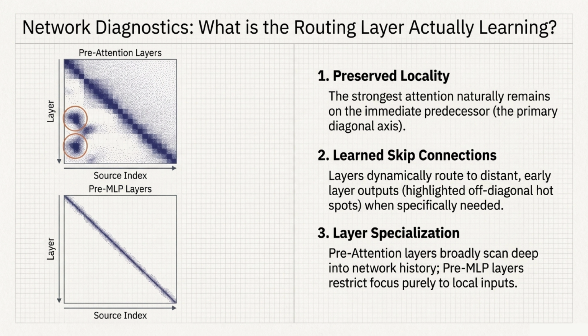What is the network actually learning? Our diagnostics reveal 3 key behaviors. First, preserved locality. The strongest attention still naturally remains on the immediate predecessor. Second, learned skip connections. Layers dynamically route to distant early layer outputs when specifically needed. Third, layer specialization. Pre-attention layers broadly scan deep into network history, while pre-MLP layers restrict focus purely to local inputs.